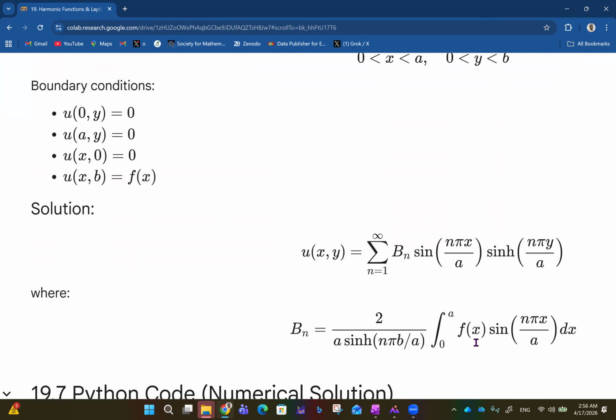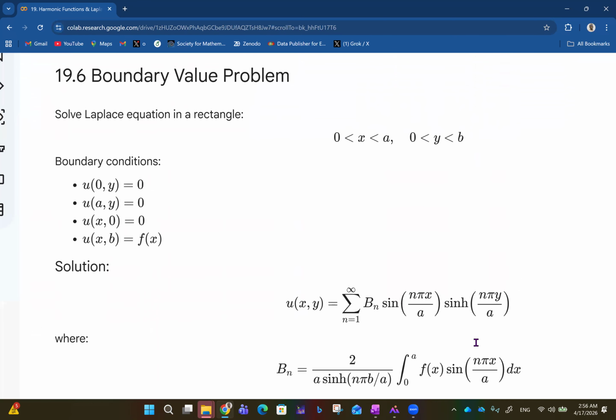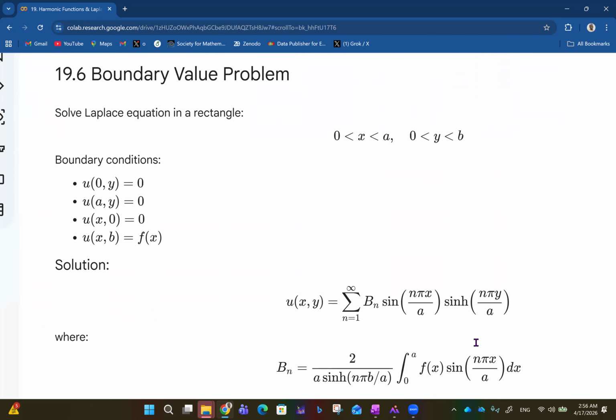Though I'm not going to be solving them in depth, but if you want solutions on boundary value problems and everything, check my playlist on numerical analysis. Okay, I think I aggregated everything under differential equations. Just go and check for boundary value problems there.